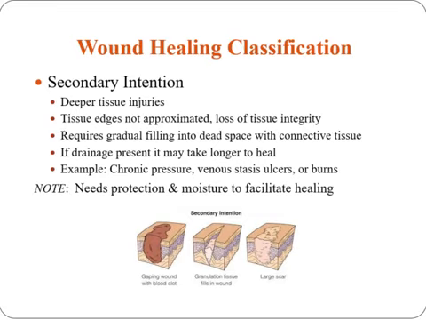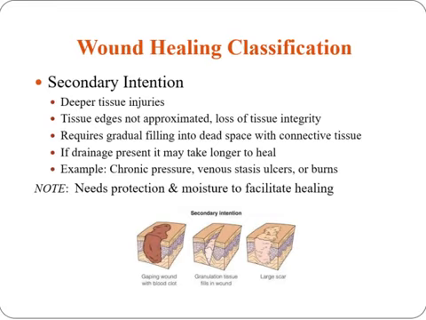Secondary intention, these are for deeper tissue injuries. These are injuries in which the wound edges are not able to be approximated based on the injury or how they were injured. So there's a loss of tissue integrity. So that means that there's a gap, and that requires a gradual filling into the dead space with connective tissue. That means that the body has to fill up that hole or gap.